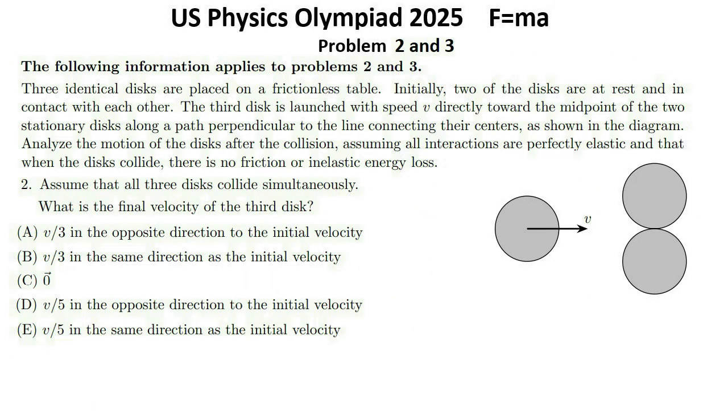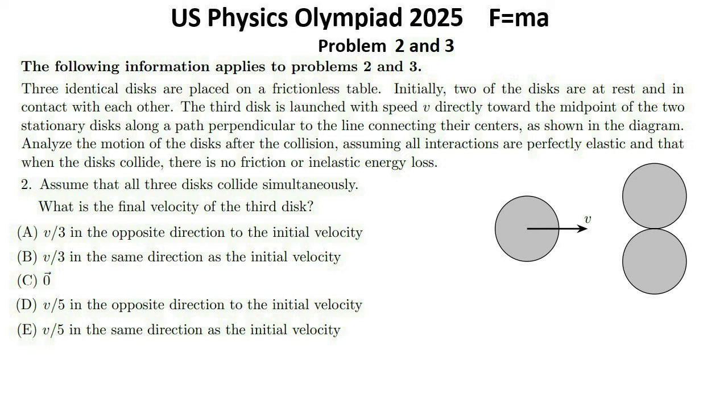Problem number 2 and 3. The following information applies to problems 2 and 3. Three identical disks are placed on a frictionless table. Initially, 2 of the disks are at rest and in contact with each other. The third disk is launched with speed v directly toward the midpoint of the 2 stationary disks along a path perpendicular to the line connecting their centers, as shown in the diagram.